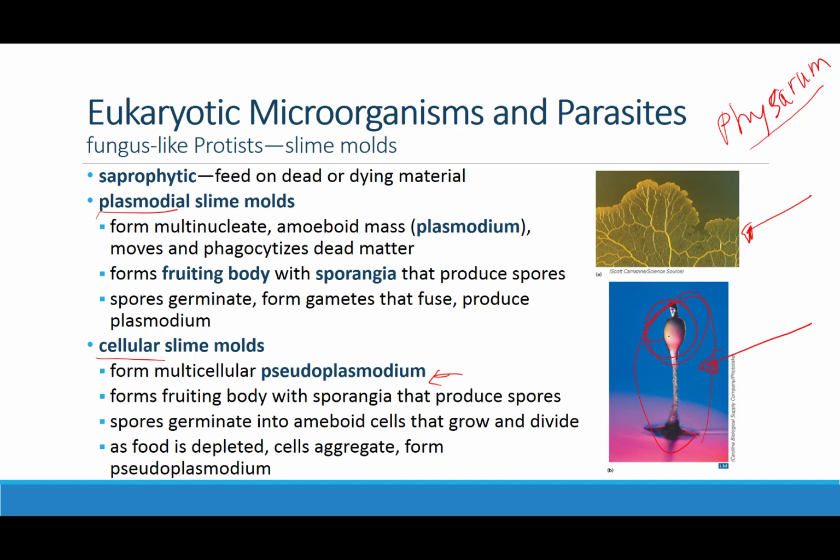around. But once again, as the food runs dry, or as it begins to dry out, the cells will, at some signal, aggregate together and form this slug-like thing that goes crawling around and eventually finds a good place to attach. And that slug-like thing is the pseudoplasmodium, and then it will produce another of these fruiting bodies to produce a spore.